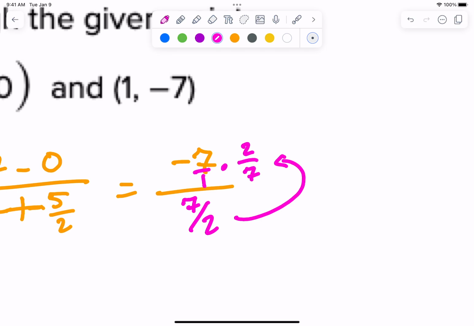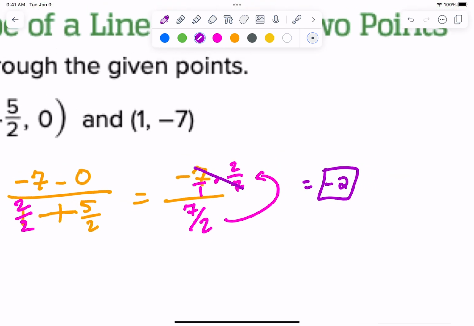I know that 3.5 is half of 7. 7 and 7 cancel, so it is negative 2. That's what I got. That's what you got too, but you multiplied and got 14 and all that good stuff, okay? Whatever.